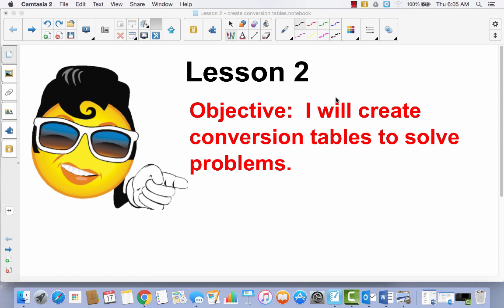Lesson 2, I will create conversion tables to solve problems. So in lesson 1, we talked about using some conversion tables to solve some problems. Today we're going to do the same exact strategy, except we're going to be using some different units of measurement.